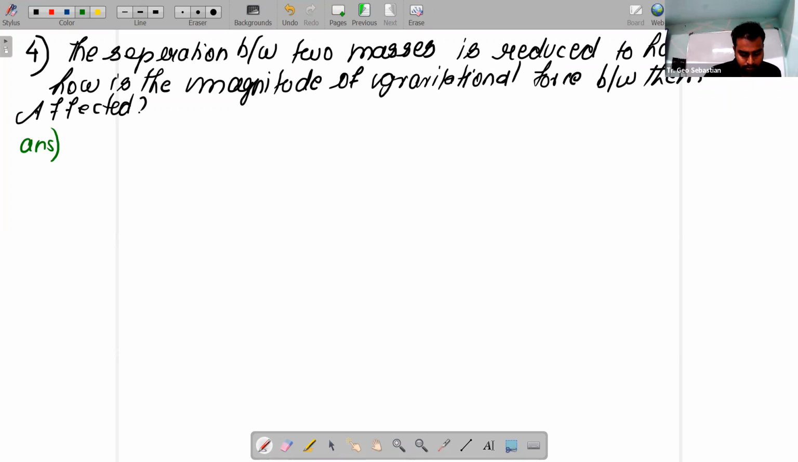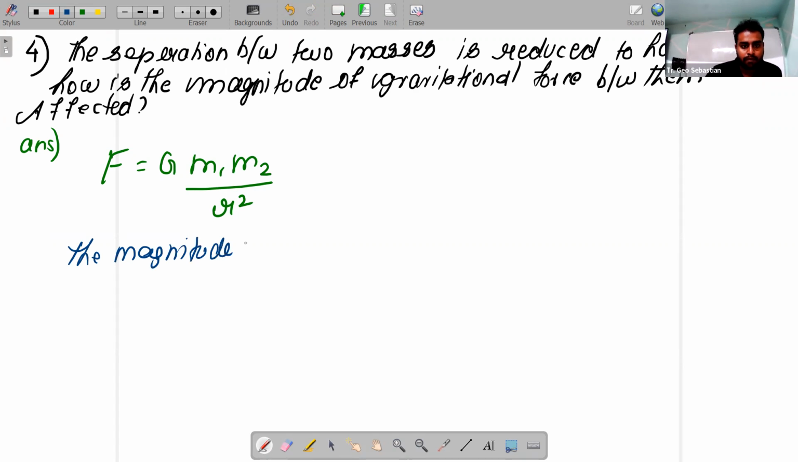What's the answer? You guys know that equation, right? F is directly proportional to, or F is equal to G into M1 M2 by R square. So according to this equation, what happened? The separation between two masses is reduced to half. That means R is reduced to half. Then what happens to the gravitational force?